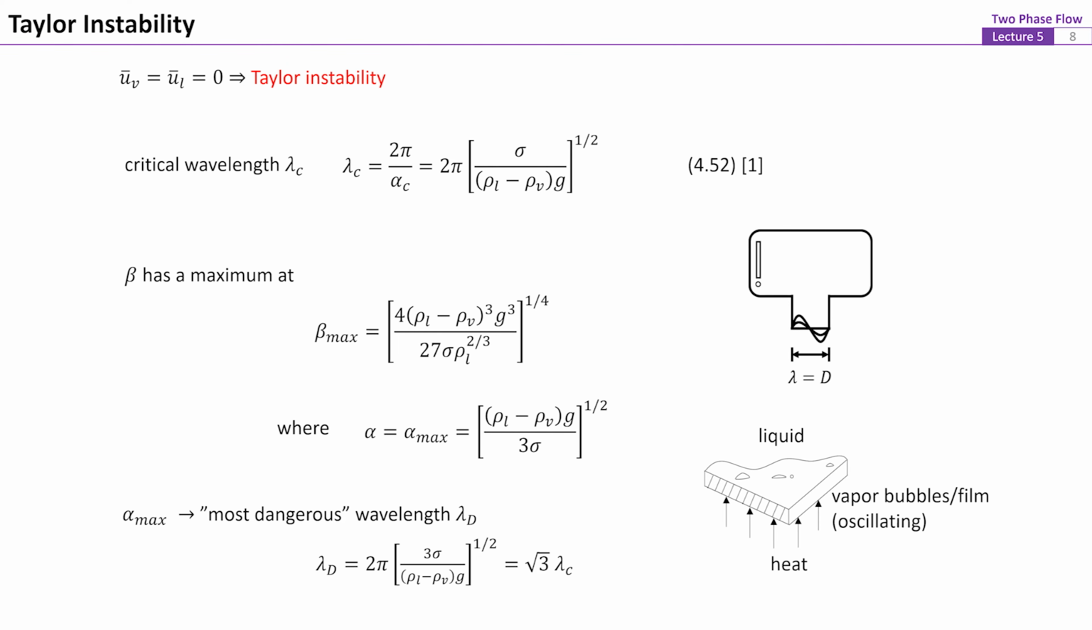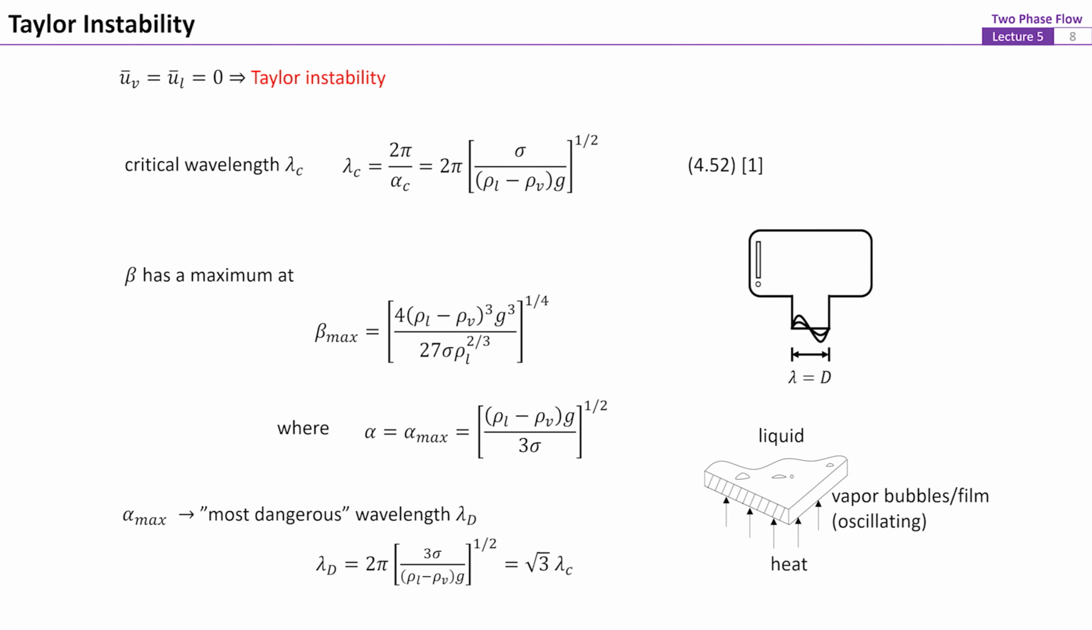If the velocities in the liquid and vapor phases are both 0, the interfacial stability relations for a motionless liquid sitting on top of a motionless vapor can be obtained. This condition is called Rayleigh-Taylor instability. The critical wavelength, lambda c, that corresponds to the critical wave number is shown by equation 52.